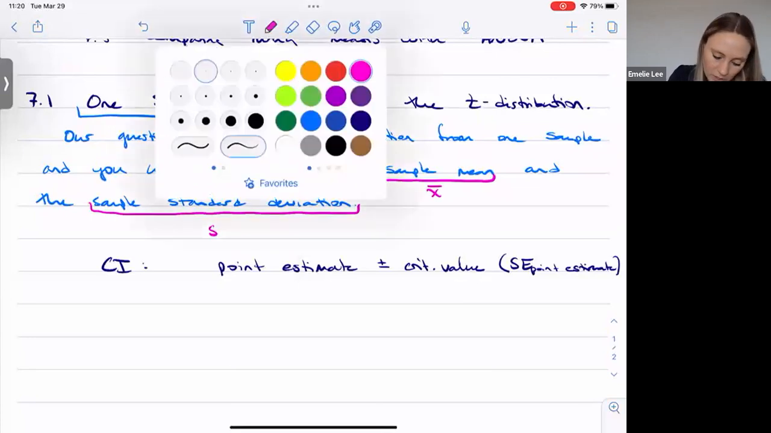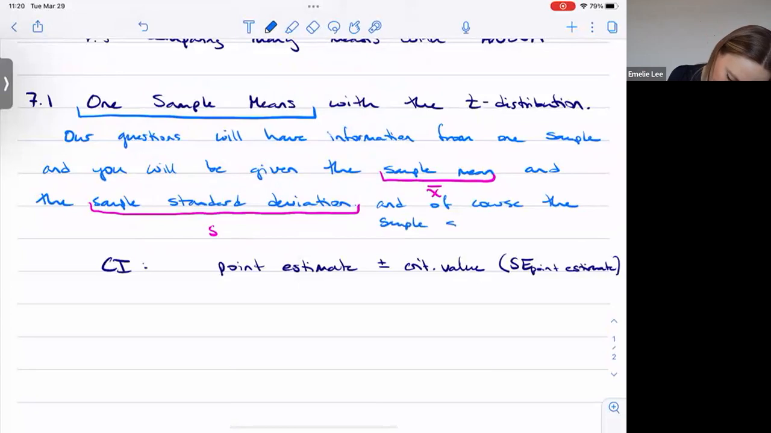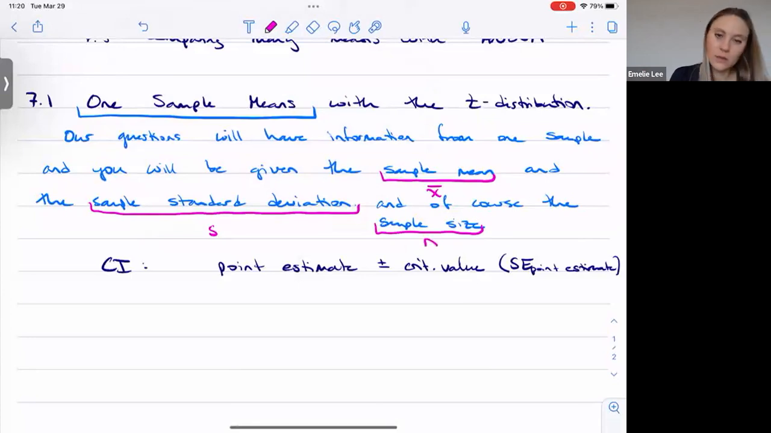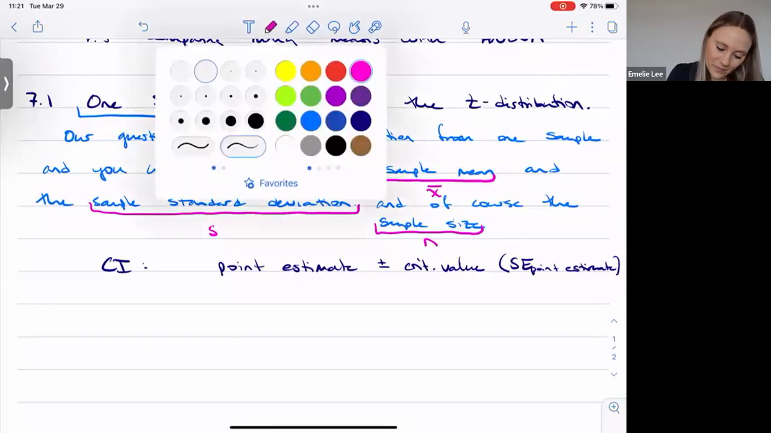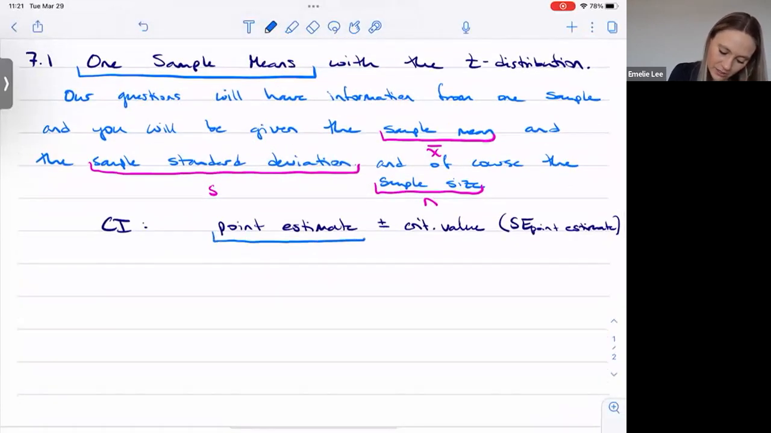And of course, you're also going to be given a sample size, but that's true for any of these problems, so that's why I kind of forgot to put it on here. And the sample standard deviation, and of course, the sample size, which is your N. I realized I forgot it because I need it for the standard error. So the point estimate, if we're trying to learn about one sample mean, is your X bar.